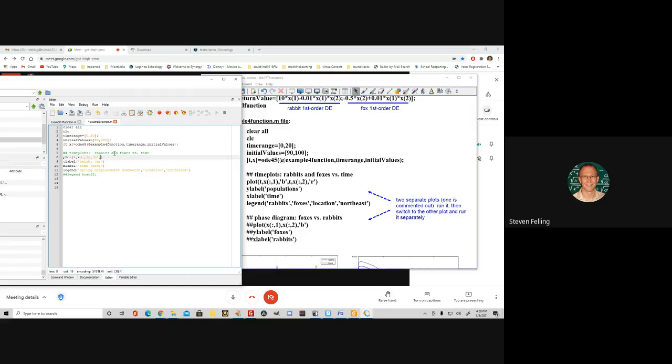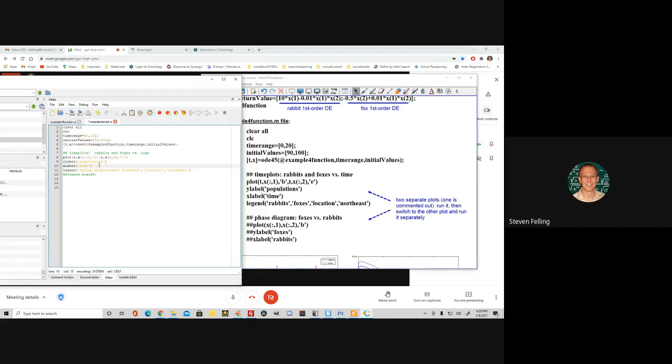And then maybe I would want the foxes versus time. So t, and then the second one. So x parentheses colon comma 2 gives me the second column's values, all the values in column 2. That's the foxes. And then let's use red for foxes because they're predators. So the y label is going to be populations because it's 2 populations. And then this is just going to be time.